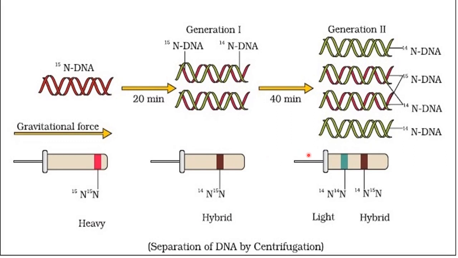Again, after 40 minutes, Meselson and Stahl found two bands, one of light density and one of hybrid type, or you can say intermediate density, which was showing hybrid DNA, and the other, which was of light density, was showing light DNA, containing N14. So they thought about how this is possible.